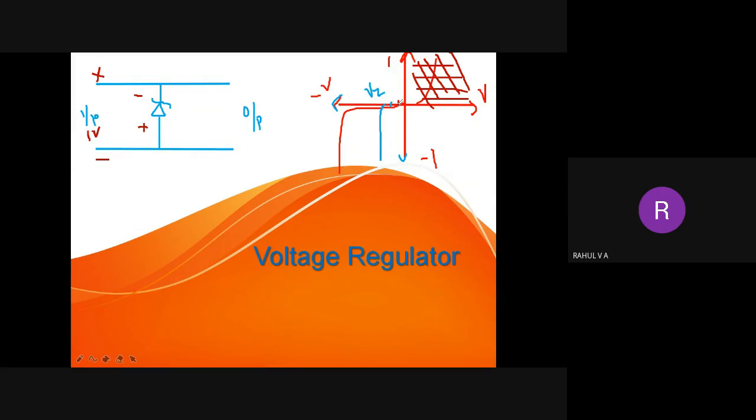Nothing happens, no current flows, and you will get 1 volt at the output terminal. Then I am making this input 2 volt. Again, the reverse voltage has increased a little bit. Now the input has become 2 volt, and I will get the same 2 volt at the output. As the Zener diode is in reverse bias condition, it will not conduct like a normal diode.